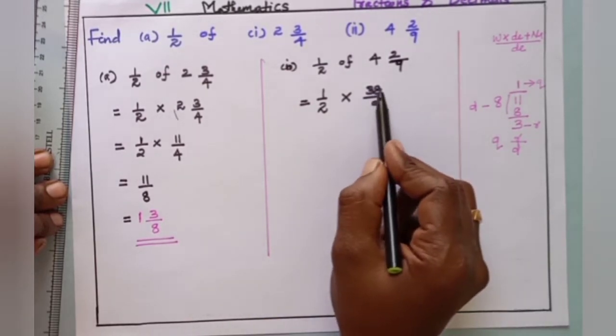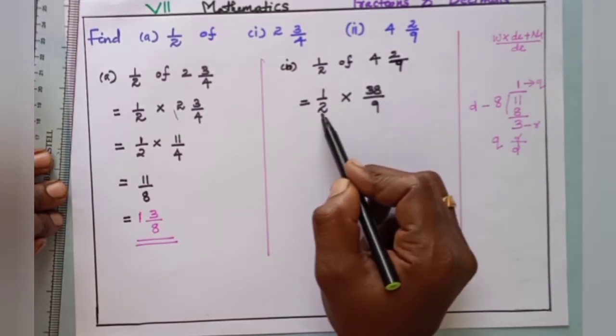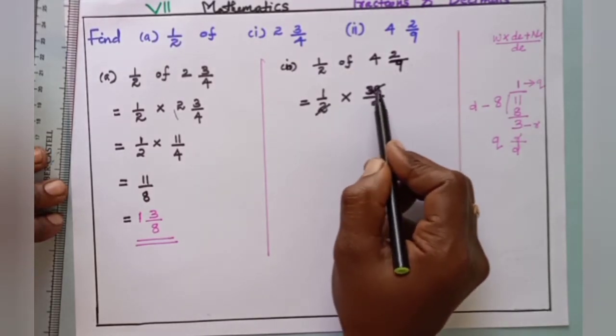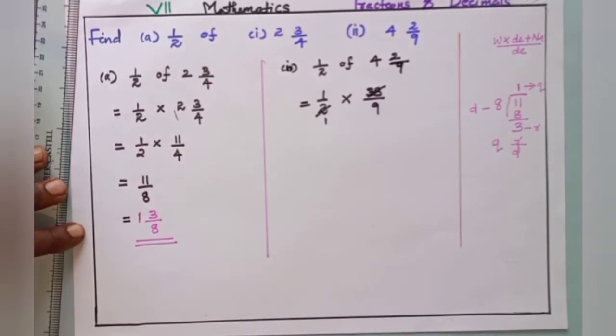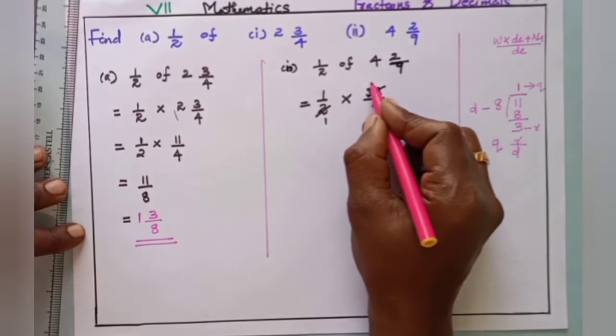See, the numerator is 38 and the denominator is 2. So we can cancel by 2, the highest common factor. 2 is how many times 2? 1 times. 38 divided by 2: 2 goes into 3 one time.